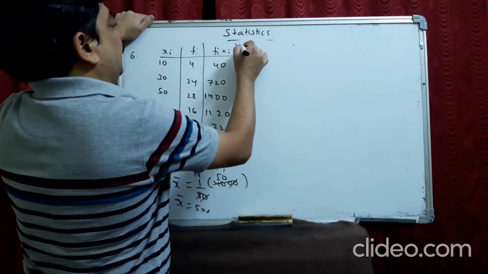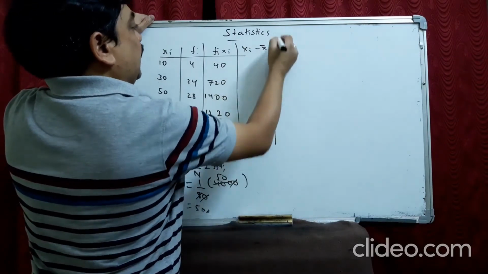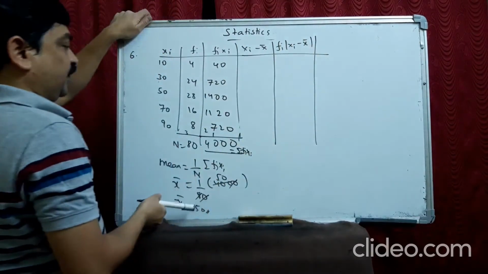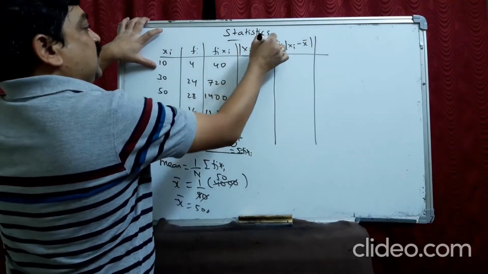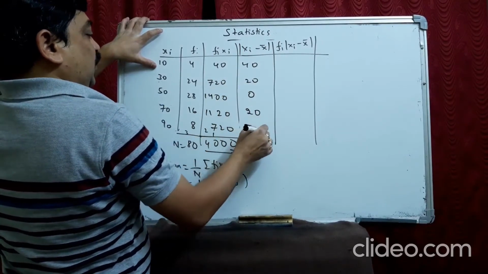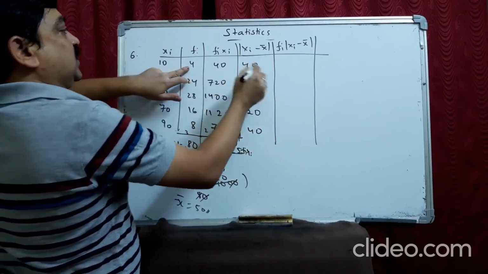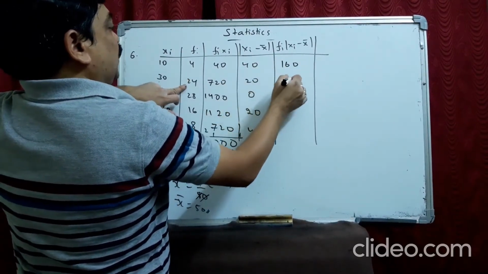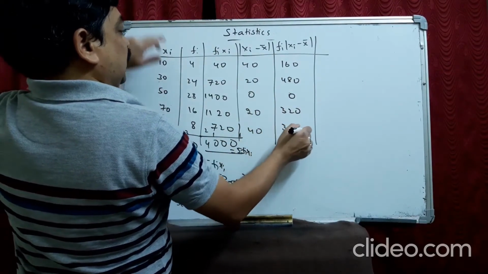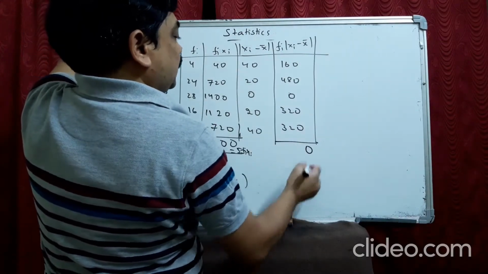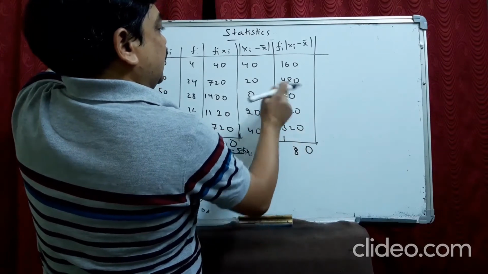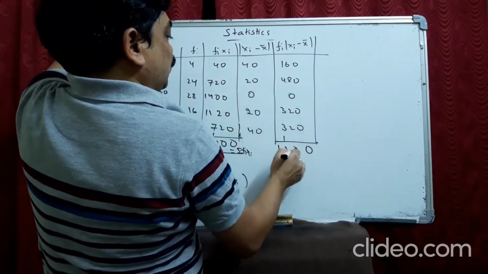Now, what we need? We need xi minus x bar. Then fi into mod xi minus x bar. Okay? So xi minus x bar, subtract 50 from here with modulus. 40, 20, 0, 20, 40. Now with fi into this 160, 24 into 20, 480, this is 0, this is 320, this is 320. Let us add these, and we get 1280.